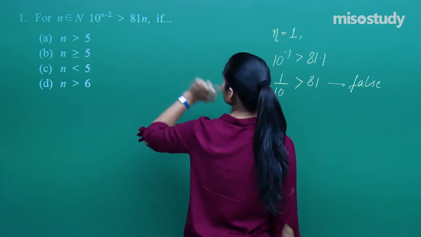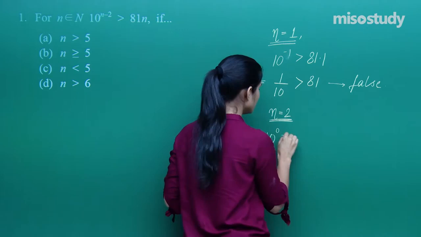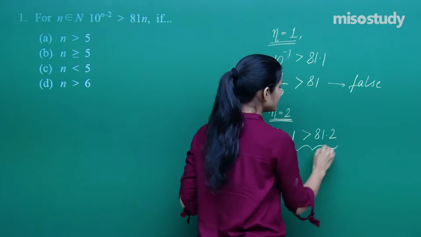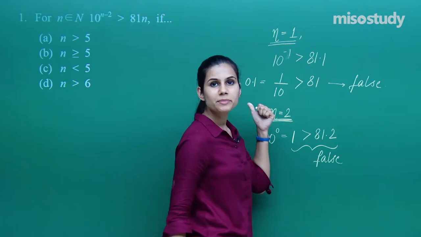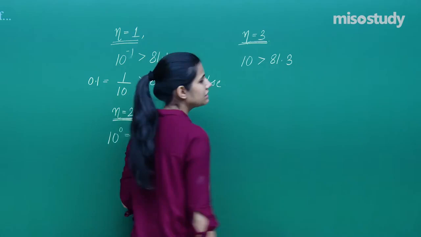For n equals 2, it is 10 to the power 2 minus 2, that is 10 to the power 0, which is 1, is greater than 81 into 2. This is obviously false. So for n equals 2 also the statement is incorrect. For n equals 3, you have 10 to the power 3 minus 2, which is 10 to the power 1, is greater than 81 into 3. This is again clearly false.